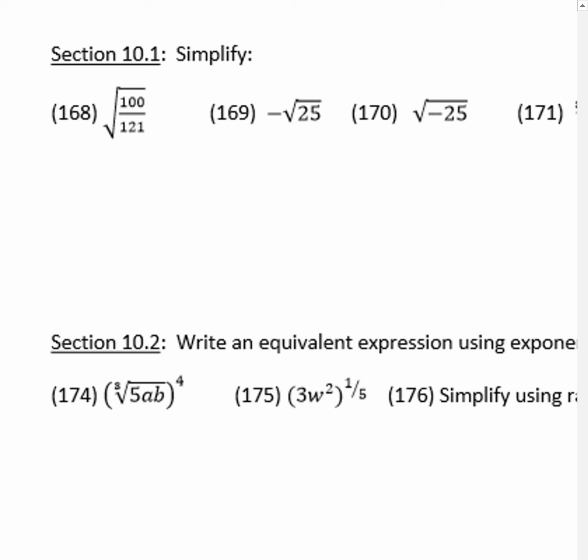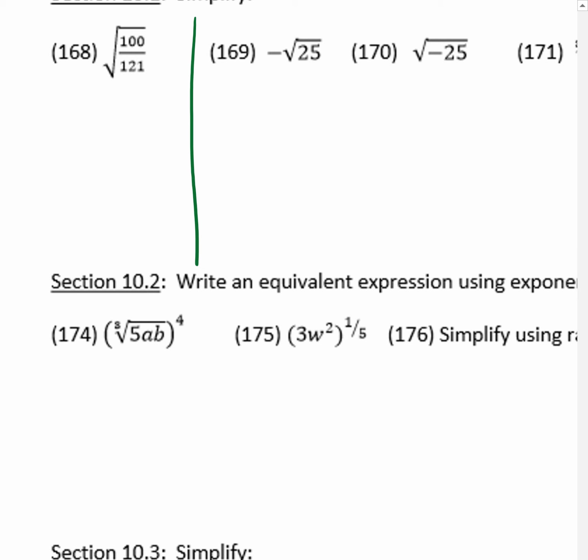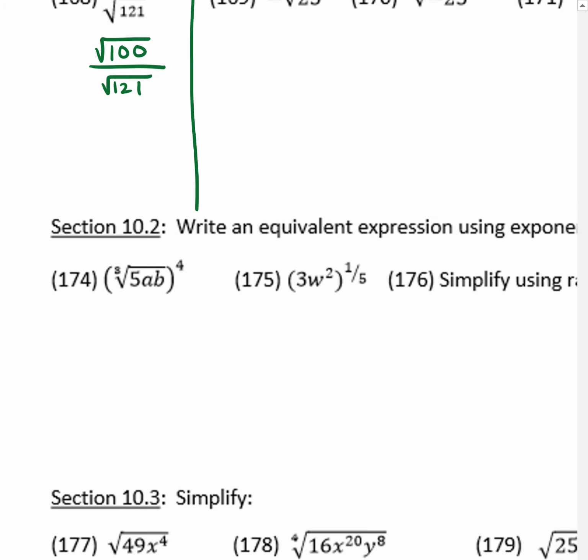Let's see, this first problem is just the square root of 100 over the square root of 121. If you have a fraction inside a root, it's best to split it up into two roots. 100 gets its own root, 121 gets its own root. Then the square root of 100 is 10, the square root of 121 is 11, and that's it.